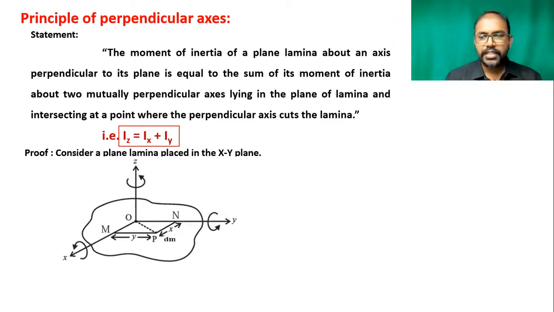So you can see here, we consider a plane surface or plane lamina. Now I consider this is the x-axis, this is the y-axis, and this is the z-axis. If the body rotates about this x-axis, then the moment of inertia of the body is Ix. And if the plane lamina or plane surface rotates about this y-axis, then the moment of inertia is Iy. And if it rotates about the z-axis, then the moment of inertia is Iz. So Iz is the moment of inertia about this z-axis, which is perpendicular to the surface. Ix and Iy both are lying in the plane of the body and they are perpendicular.